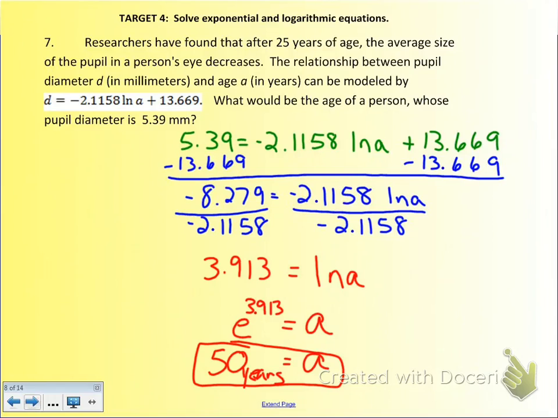Remembering that we can't do anything in that form, so we need to turn it into exponential form. And natural logs have a base of e. So we rewrite it as e^3.913 equals a, and then plug it in our calculator. We get approximately 50 years old. So when you're 50 years old, this person will have a pupil diameter of approximately 5.39 millimeters. I don't want to be the one measuring it, though, because having someone that close to my eye would freak me out.